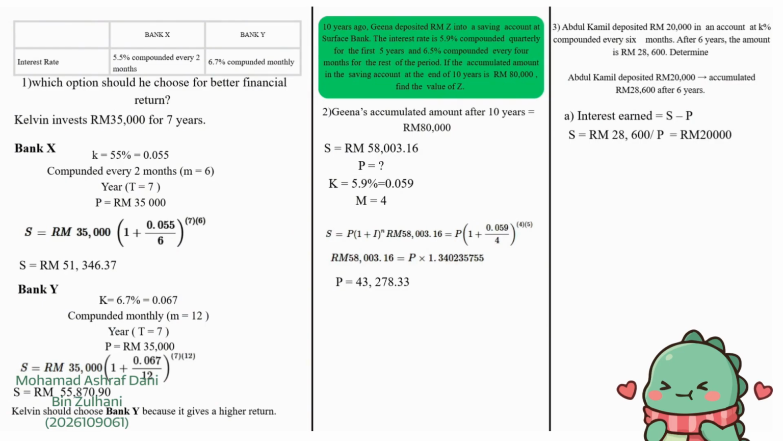Then moving forward, question 3 says that Abdul deposited 2,000 and ended up with 28,600 after 6 years. To find the total interest earned, we simply subtract the principal from the accumulated amount, which is RM 28,600 minus RM 2,000. Then we get 8,600 ringgit. He earned a total of 8,600 ringgit in interest. That concludes my section for today, and I will pass it to my friend Hafi for question B.